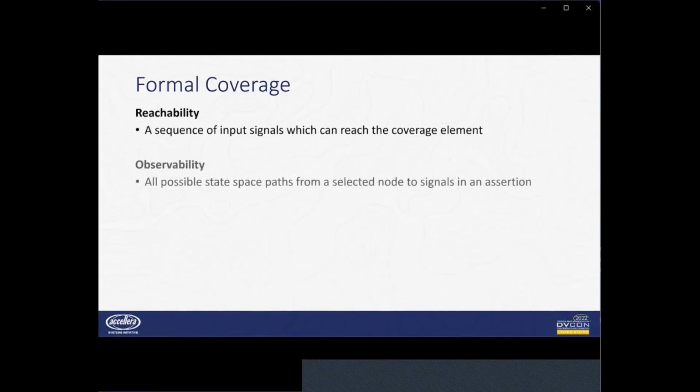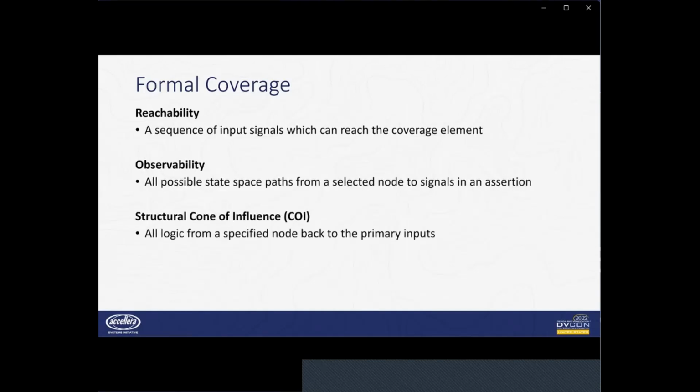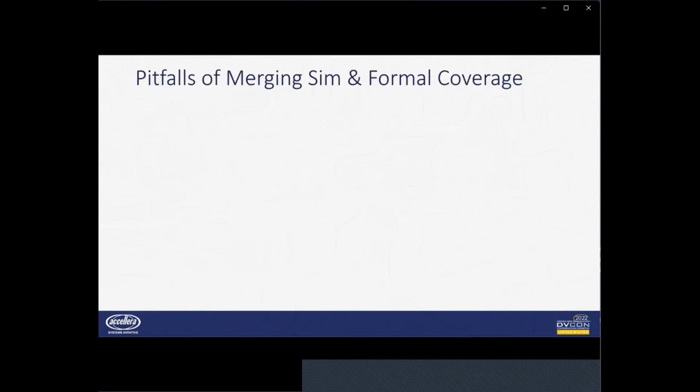With this in mind, let's define the most common types of formal coverage. First, there's reachability, which is made up of a sequence of input signals which can reach the coverage element. Next, there's observability, defined as all possible state space paths from a selected node to signals in an assertion. The structural cone of influence, or COI, is all logic from a specified node back to the primary inputs. Finally, mutation coverage is comprised of automatically inserted mutations in the DUT to deliberately try and cause an assertion to fail.